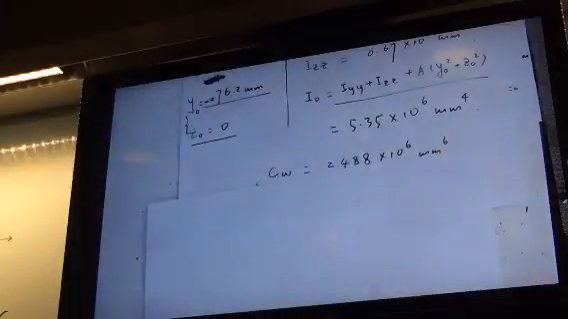I'm going to stop here. Okay, next time I'm going to continue to figure out what the critical loading for P is. But everything is prepared already. In homework, you have a very similar problem like this.